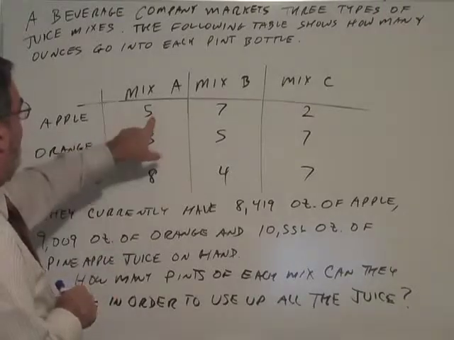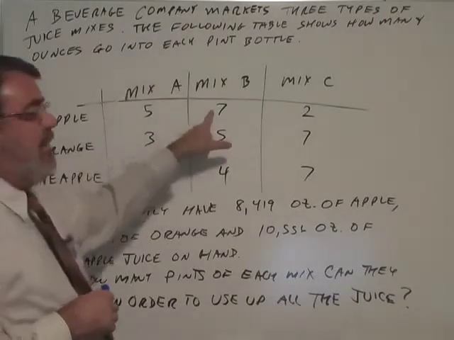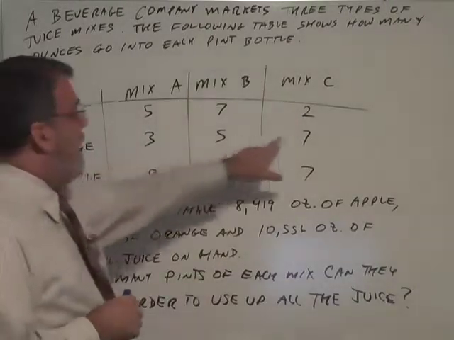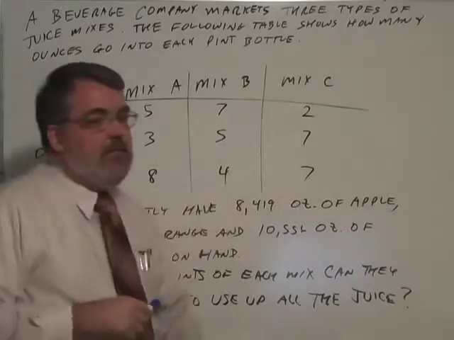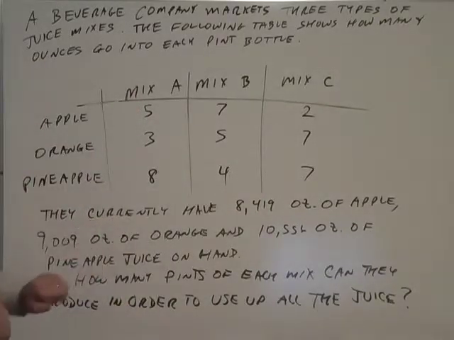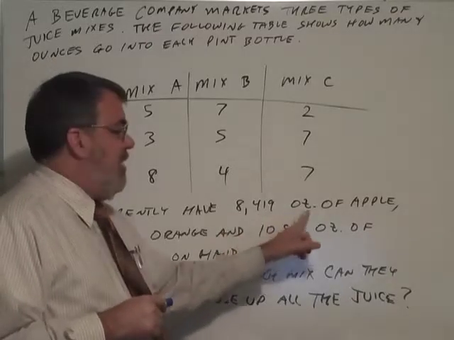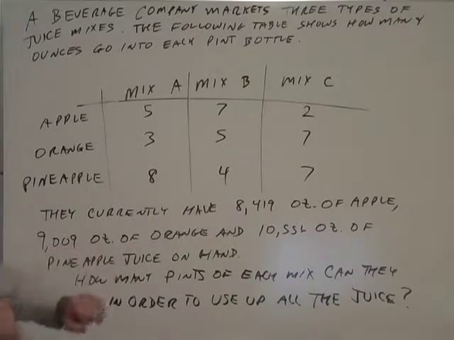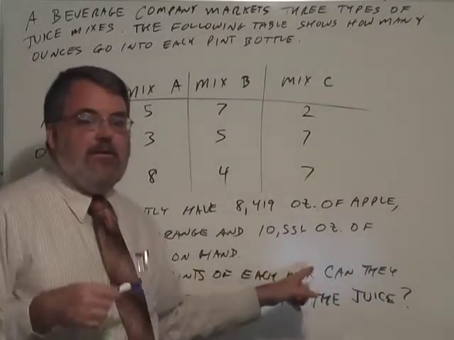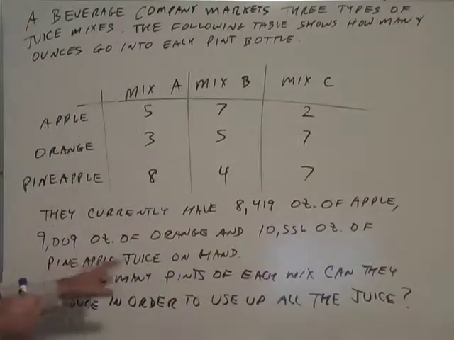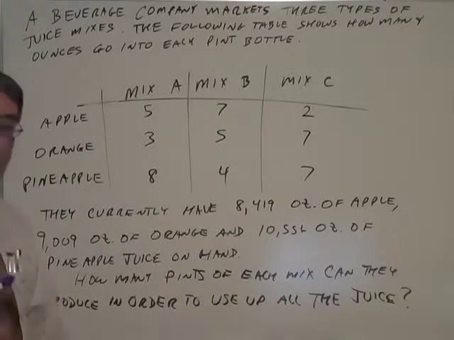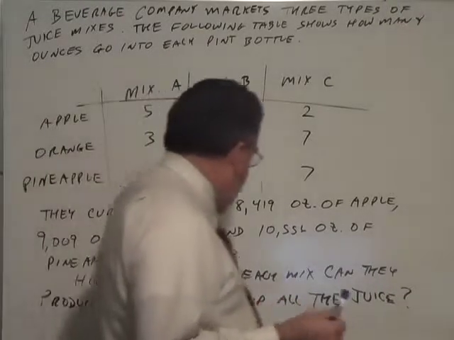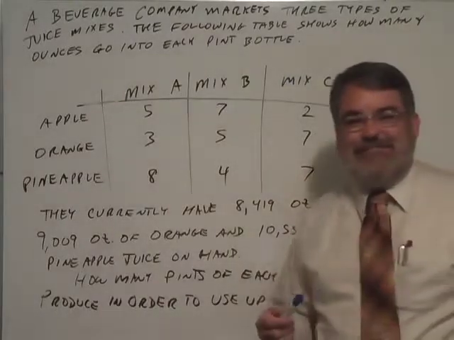Going across the apple line, there are 5 ounces of apple juice in mix A, 7 ounces in mix B, and 2 ounces in mix C. And then 3, 5, and 7 for orange juice, and 8, 4, and 7 for pineapple juice. Now, they currently have 8,419 ounces of apple juice, 9,009 ounces of orange juice, and 10,556 ounces of pineapple juice on hand. How many pints of each can they produce in order to use up all the juice?